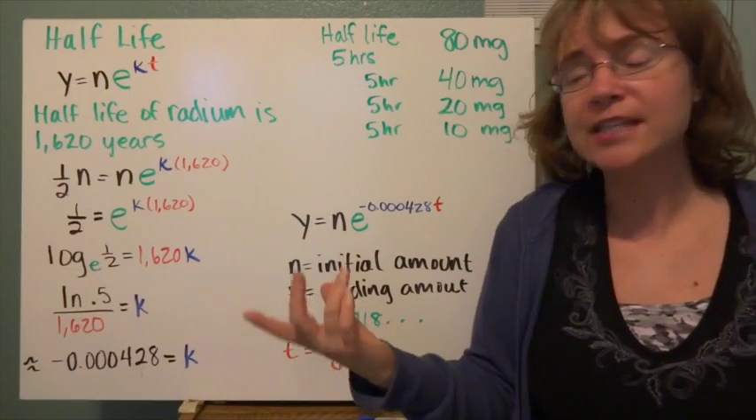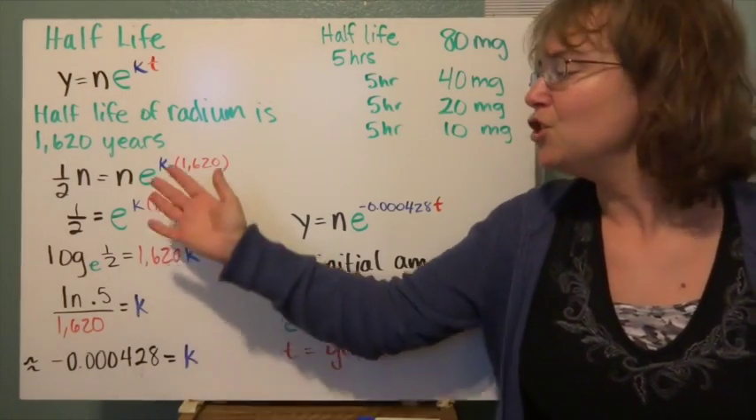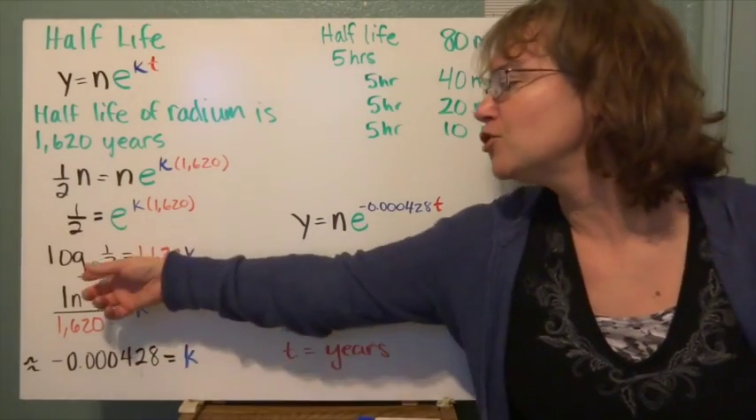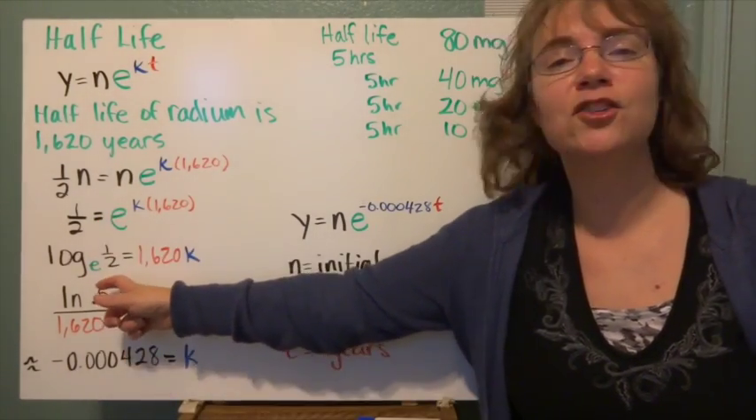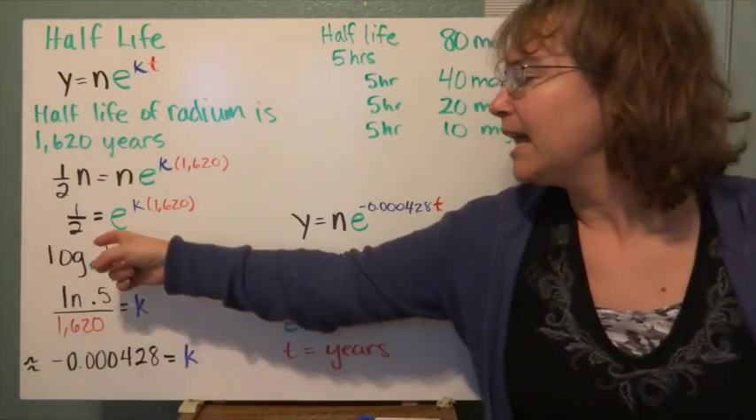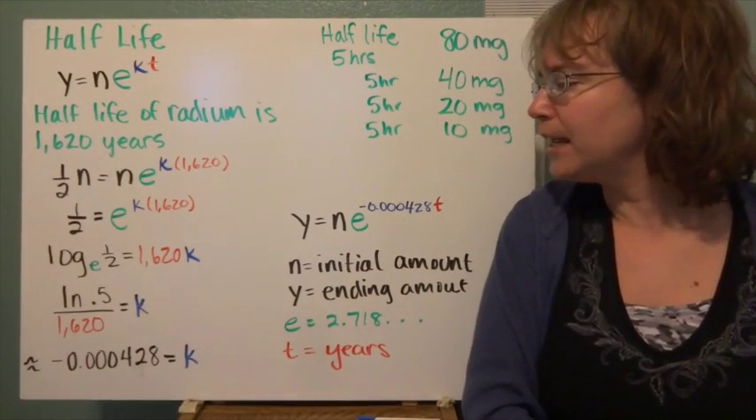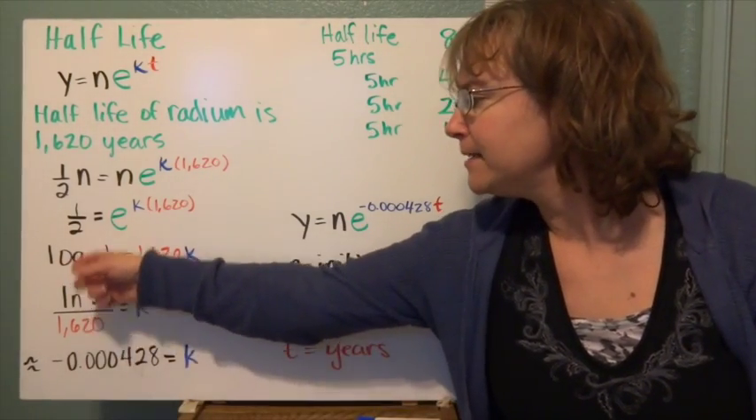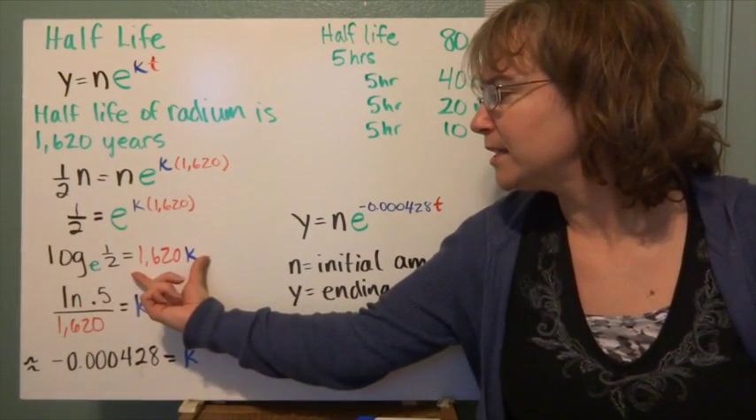Now I could have also taken the natural log of both sides, like I did in the other one. You would end up with the same thing. I'm just showing you a different method here. So I just rewrote this exponential equation in logarithmic form. Log base E I know is ln, and 1/2 I wrote as 0.5 just because it's easier to put in my calculator. So log base E of 1/2 is the same as ln of 0.5. And that's equal to this.